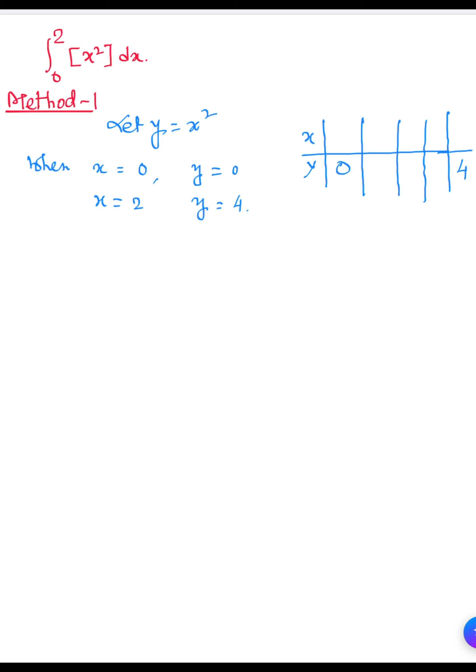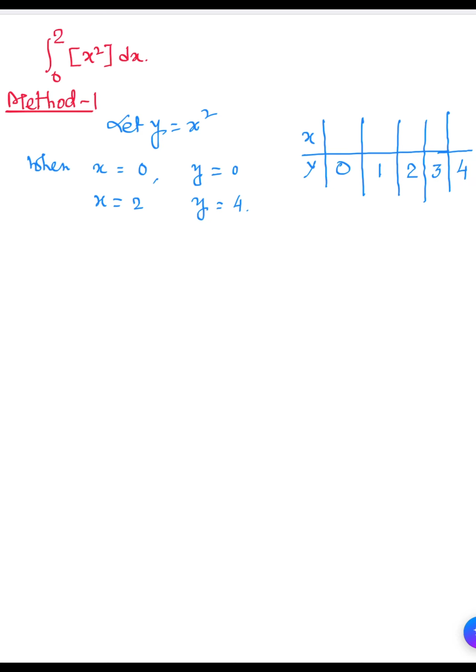Now, check how many integers are lying between 0 to 4. We know that between 0 to 4, there are three integers. They are 1, 2, and 3. Now, we have to find out the value of x when y equals 0, y equals 1, y equals 2, y equals 3, and y equals 4.